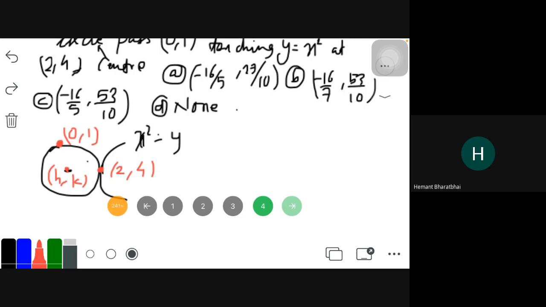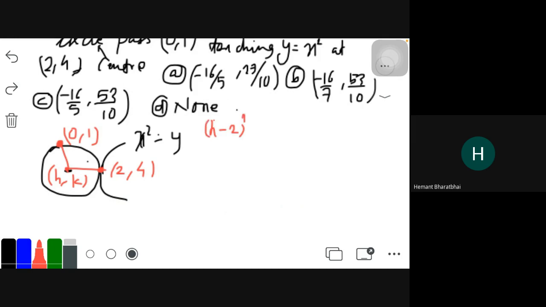So we know the equation of the circle can be given as, so is it possible to find out the radius? So this is also going to be radius and this is also going to be radius. So this distance has to be equal, so h minus 2 the whole square plus k minus 4 the whole square should be equal to h minus 0 the whole square plus k minus 1 the whole square. Right? Why? Because this is also radius and this is also radius. So this I have written by the distance formula.